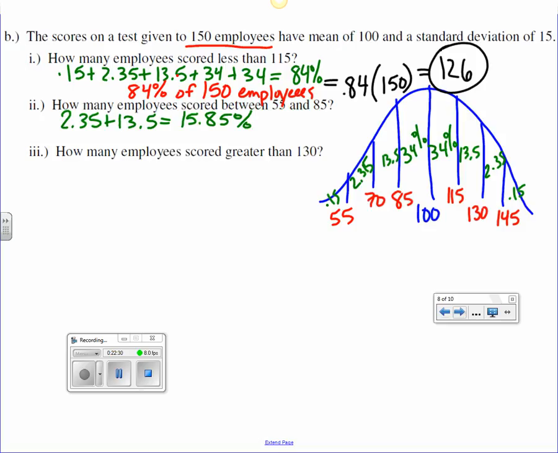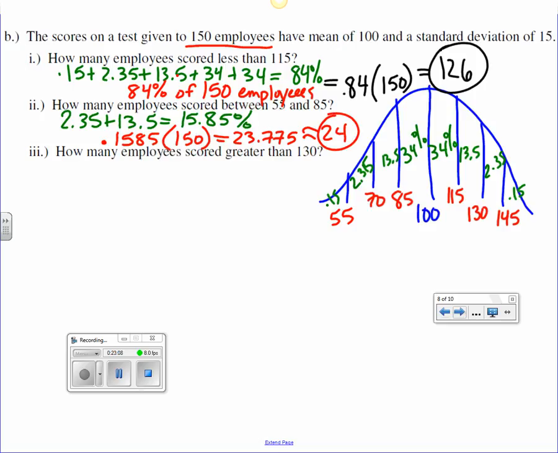How many employees? Okay, so I do 0.1585. I'm going ahead and moving my decimal. Times how many total employees are there? 150. Okay, so you get, what does the calculator exactly give you? 23.775. So if you put that, I will count that right. If you put 23.8, I will count that right. I will also count right 24 on this one.